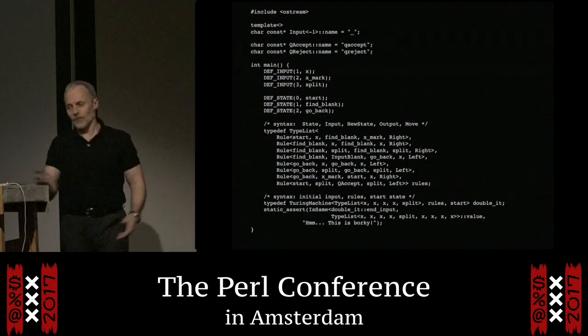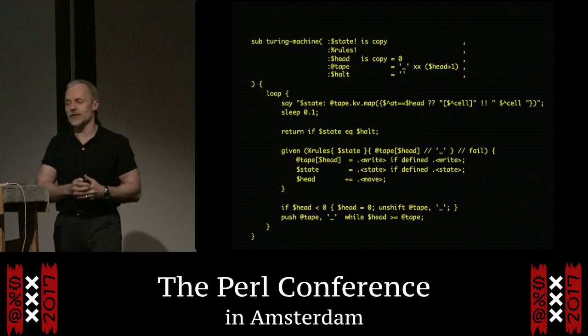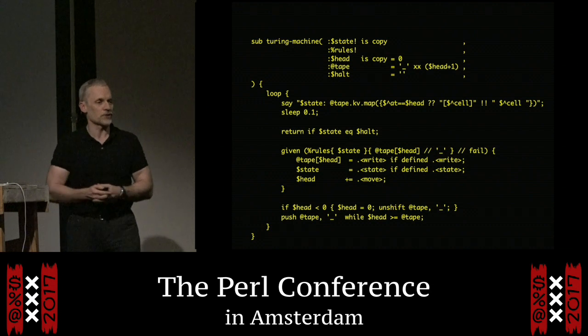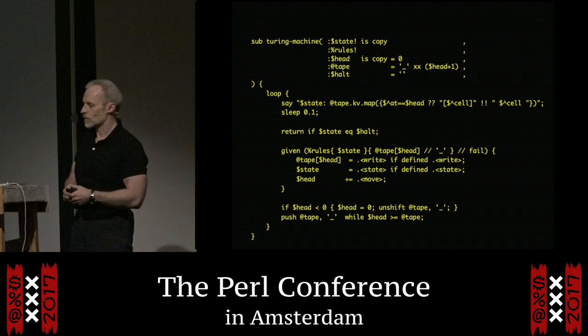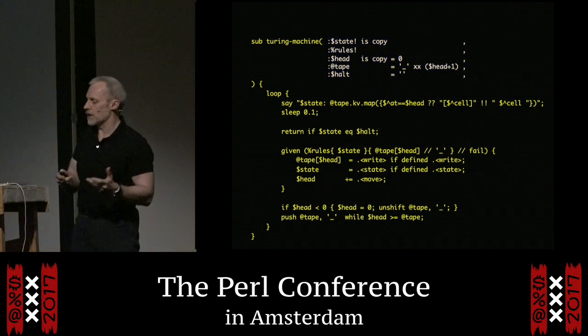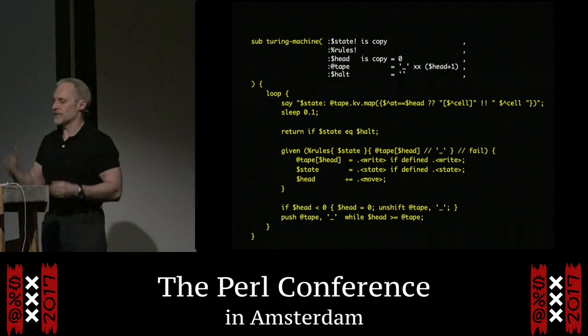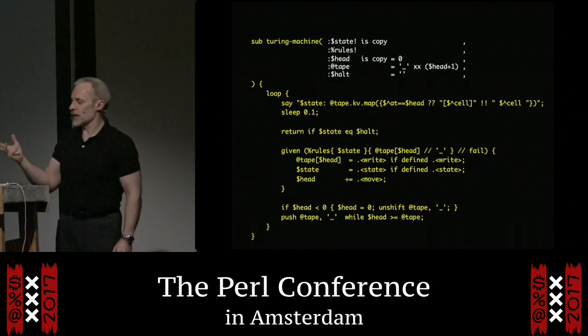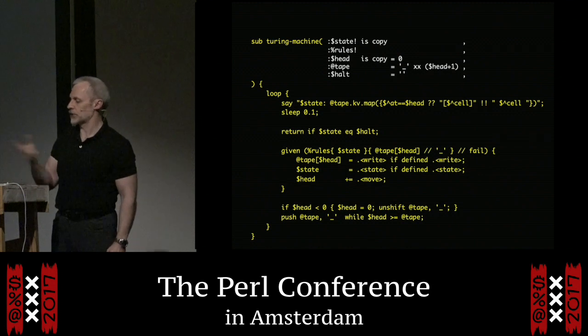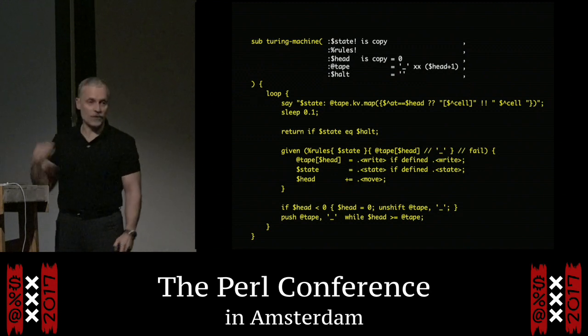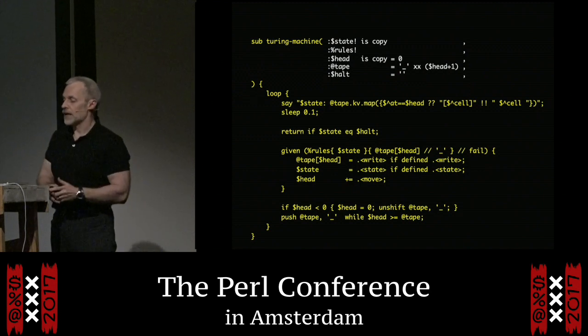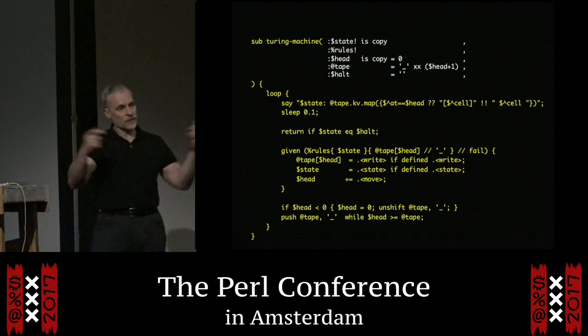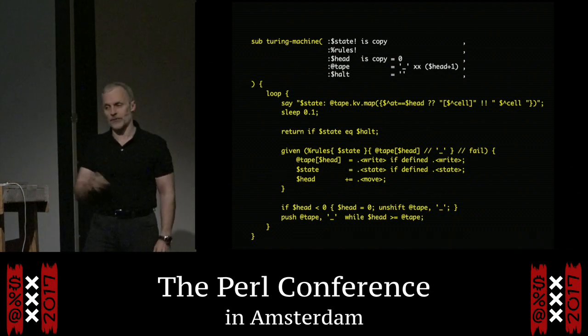So how would I do it? Well, I would do it in Perl 6, and here is my Perl 6 Turing machine. You pass it a number of parameters. You have to tell it what state you're starting in, what the rules are for changing between states. You have to tell it where the head is, what the tape looks like, and when it should stop. And in Perl 6, we do that with just declaring parameters for our subroutine.